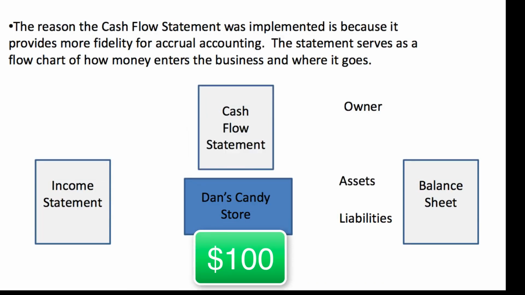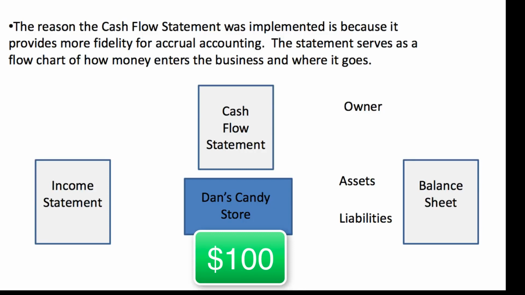So those are just a few of the different income streams that could be coming into Dan's Candy Store that aren't going to be listed on that income statement, but need to be captured somehow. And that's where you're going to find the cash flow statement very useful in capturing those resources.